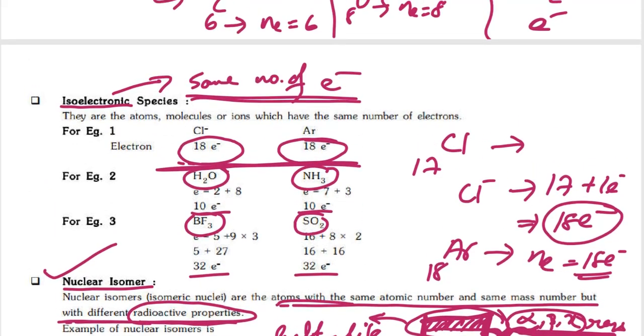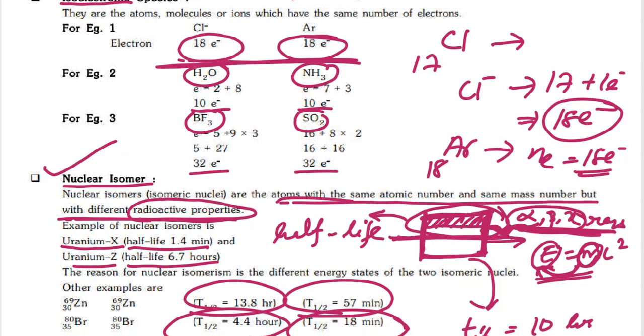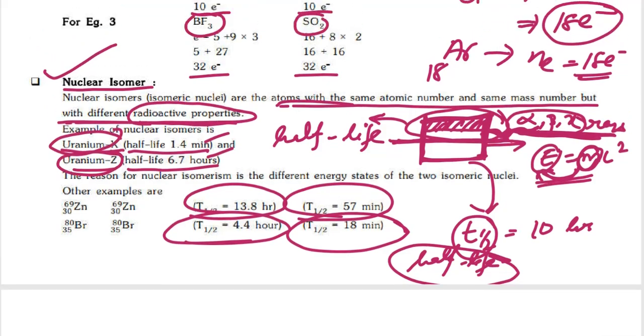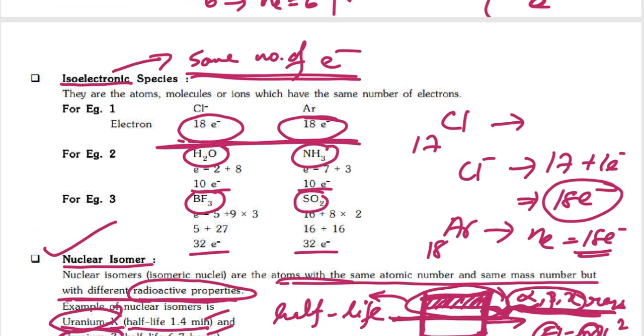तो हमने क्या क्या पढ़ा, एक बार रिविजन कर लेते हैं. Nuclear isomers are those isomers which have the same atomic number and same mass number but different radioactive properties, just like half life. Half life is a radioactive property. What is half life? The time taken for the substance to convert into half of its initial value. ठीक है. हाफ लाइफ का डेफिनेशन, आधा होने के लिए जितना टाइम लगता है. यूरेनियम X और यूरेनियम Z का हाफ लाइफ अलग है, इसलिए दोनों न्यूक्लियर आइसोमर्स बन गए.